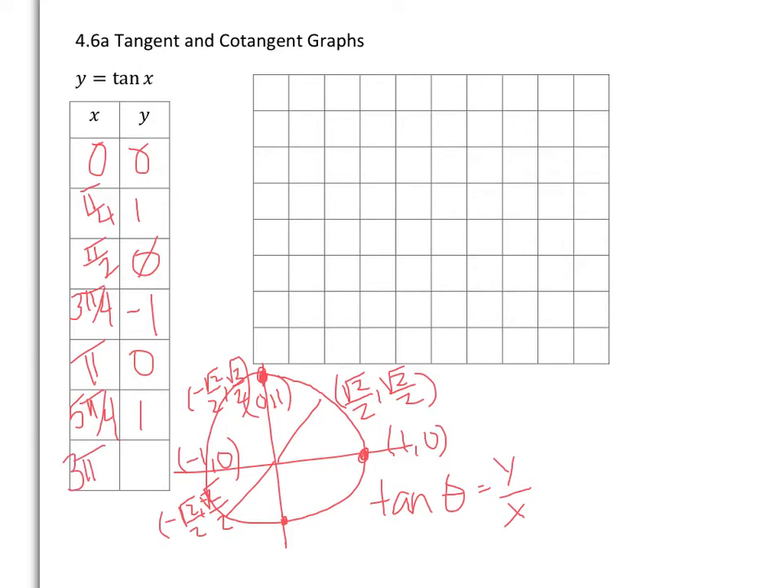At 3 pi over 2, we are at (0, negative 1). Y divided by x is going to be undefined. Okay, anytime you see that undefined, you're looking at an asymptote.